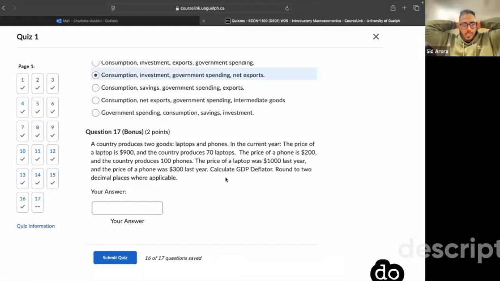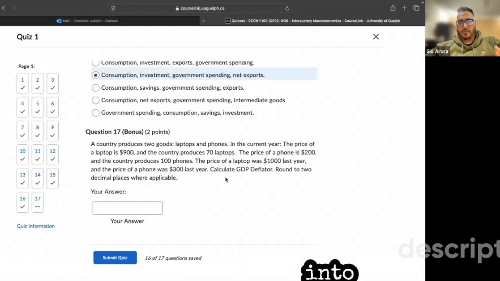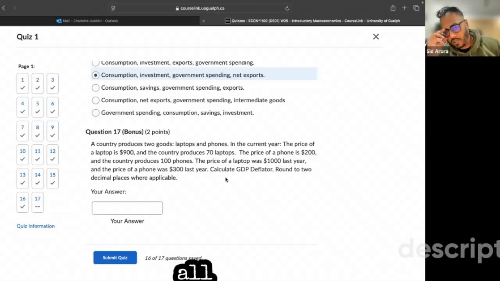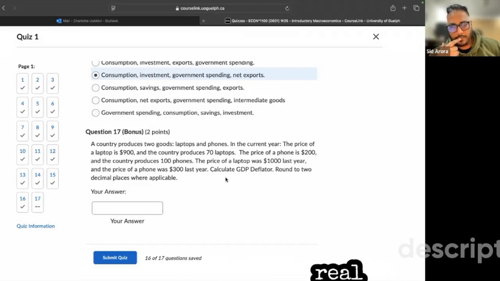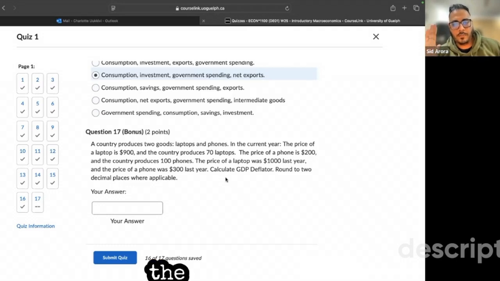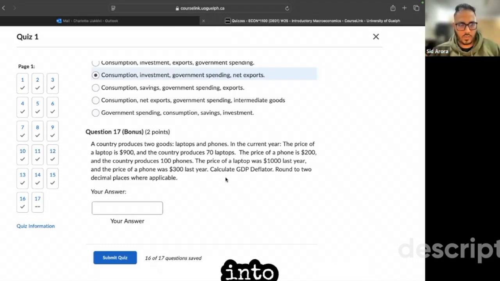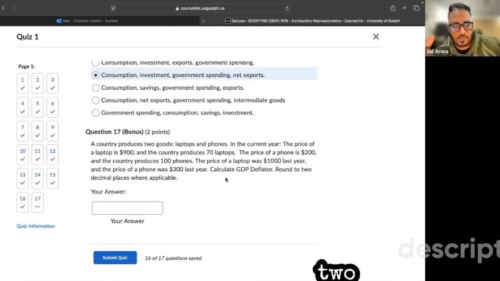So now what you need to do is figure out the nominal GDP and the real GDP so you can plug them into the formula and find the answer. Given all the numbers for the production and the prices, you can find both. Create a table with the prices and the quantities for each year. Create a price column and split that into two: last year and current year. The next column would be the quantity produced.